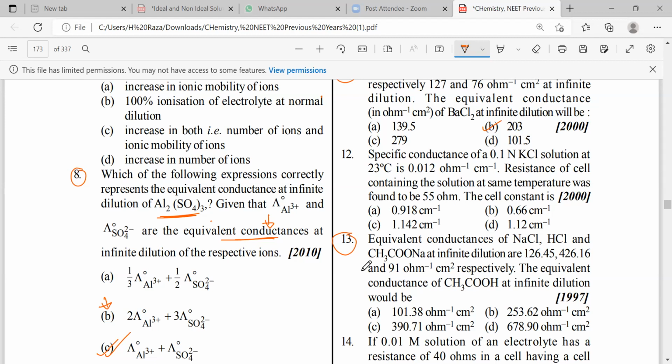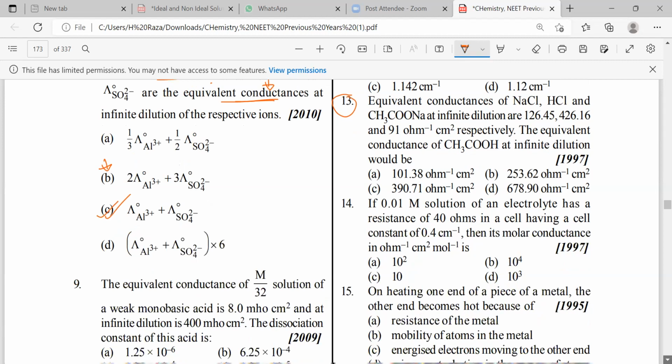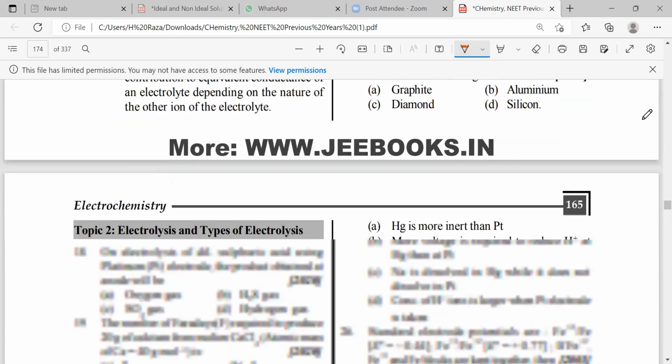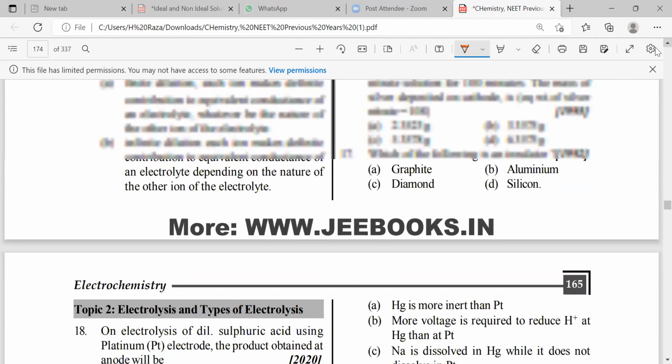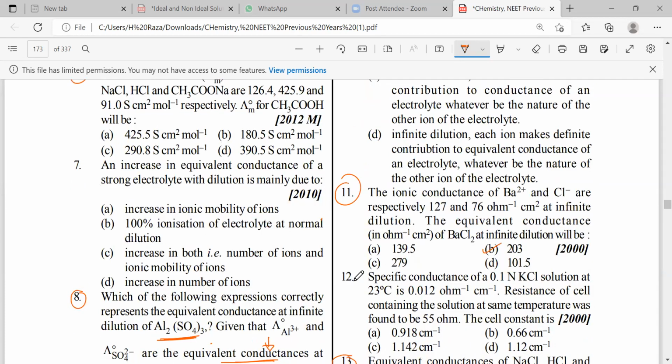Sir, it's 390.71 ohm per centimeter square. What is the answer? C. Very good. Okay, two more questions left. Can you do question number 12?